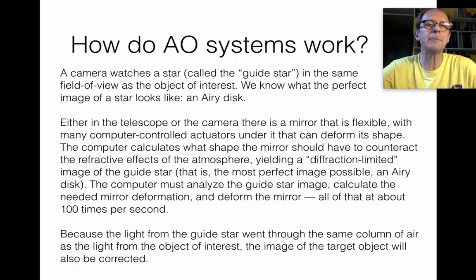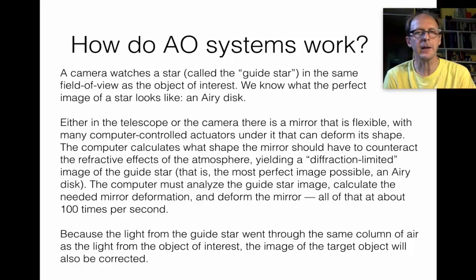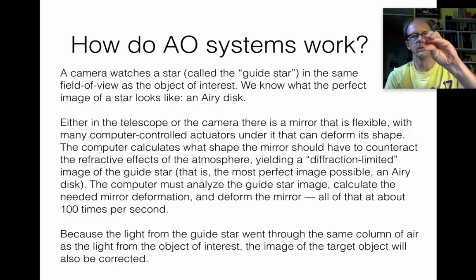So how do adaptive optics systems work? There's a lot of text on this slide. Feel free to hit pause to read it all. But the basic idea is that you have a camera that watches a star. And we know what stars are supposed to look like. They're supposed to look like an airy disk, which is the name for that circular patch of light with the rings around it. That is the perfect image created when you are operating at the diffraction limit of the telescope.